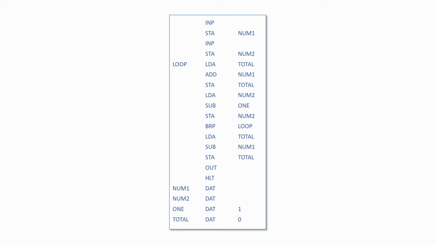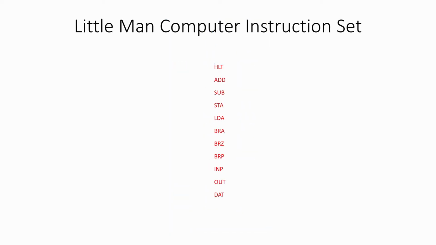I'll explain all of the operations in the Little Man Computer instruction set and how this program works in due course. But before we start writing programs, let me point out a couple of important concepts. Inside a real computer, program instructions have to be converted into binary ones and zeros before the computer can work with them. So each operation of an instruction set must have a number associated with it.